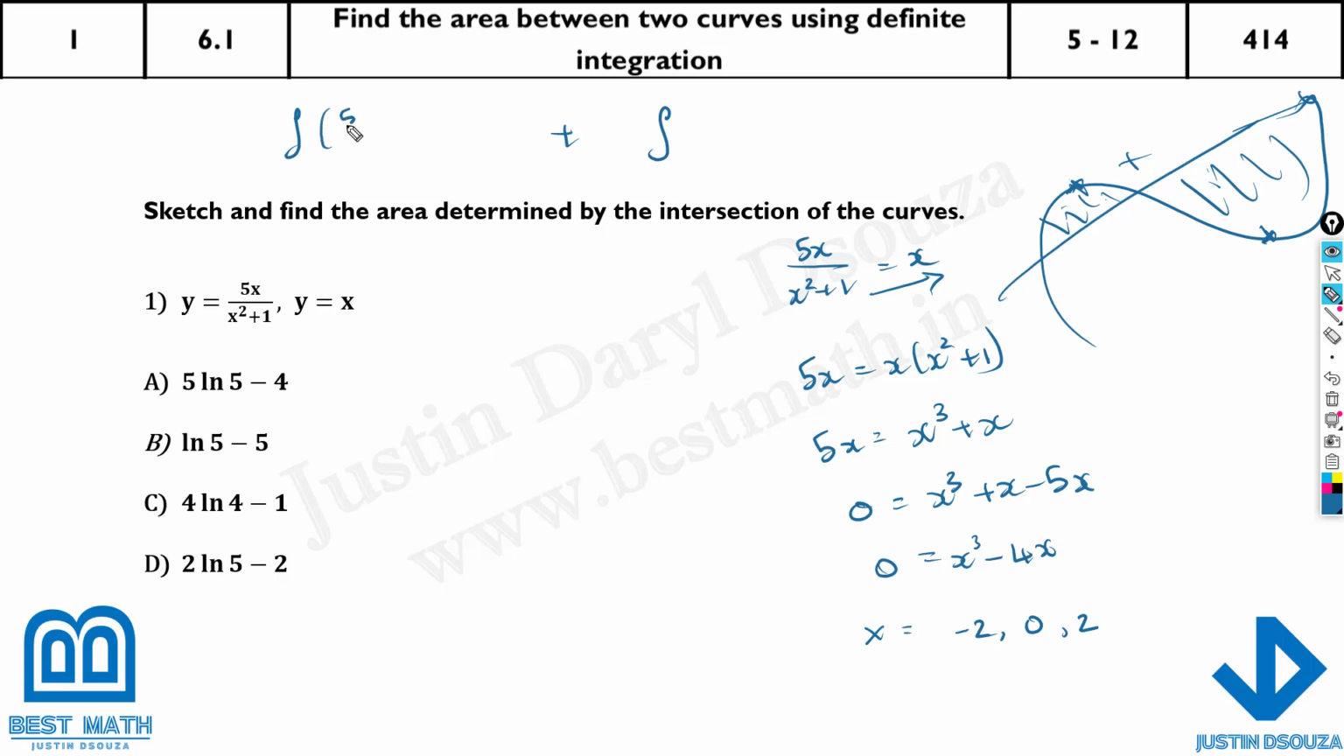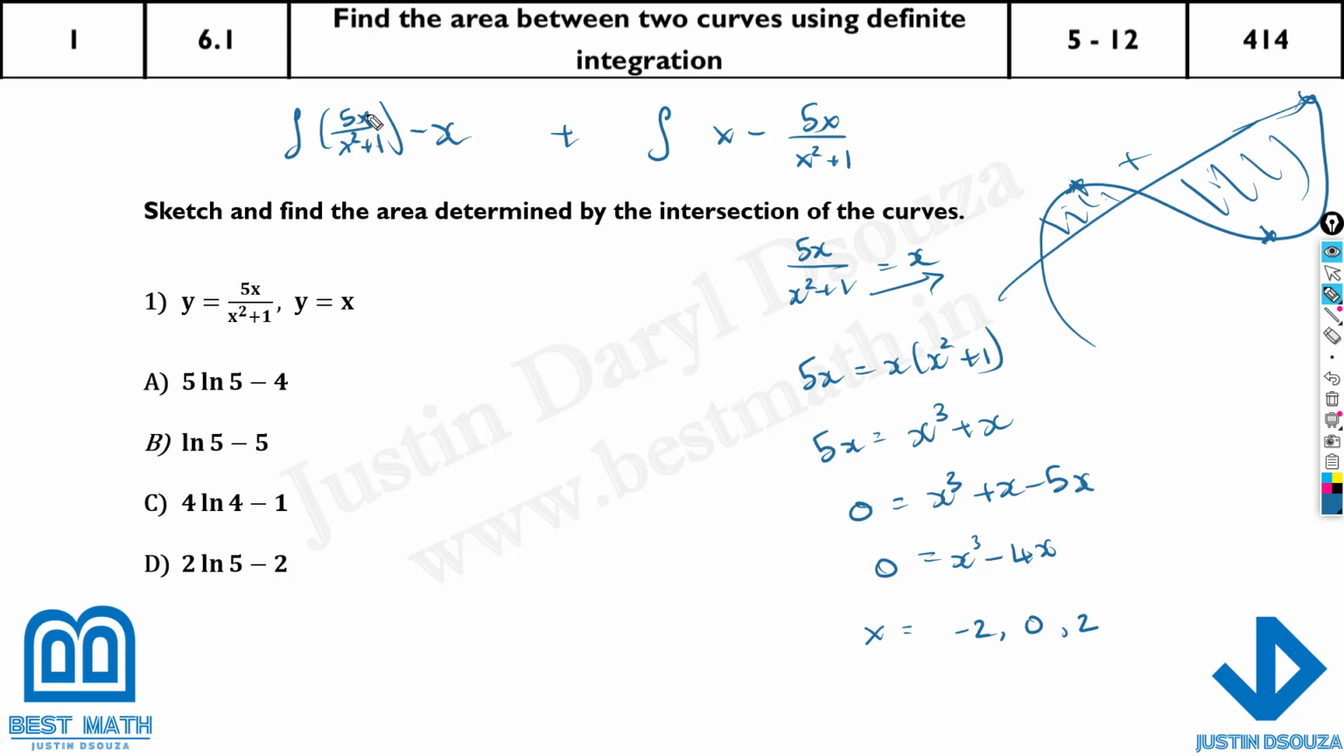All you do is, I'm starting with 5x by x squared plus 1. Okay, I'm starting with this. And then I'm going to do that minus x. But over here, I'm going to do x minus 5x by x squared plus 1. This is it. You can't keep 5x by x squared plus 1 the same thing over here as well, because then it'll just nullify. Usually it'll be 0 because this area minus that area.